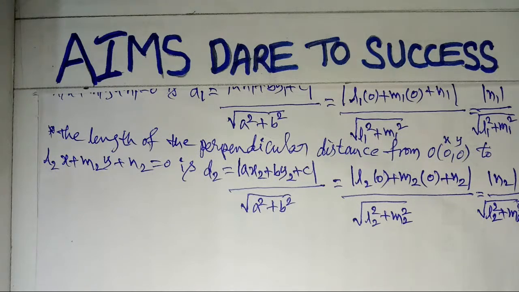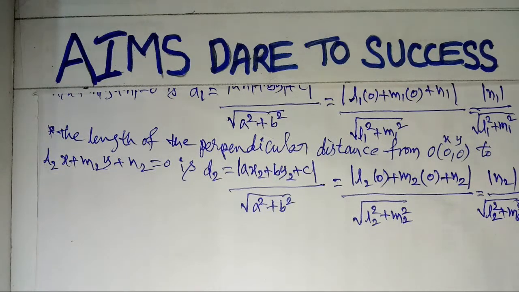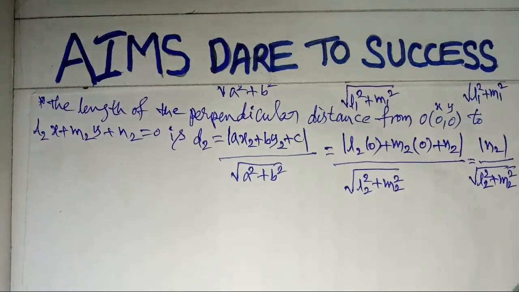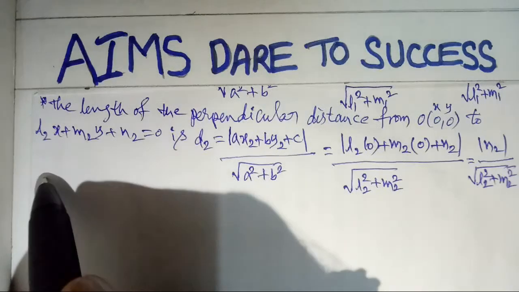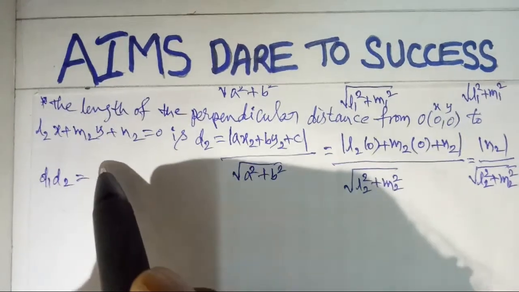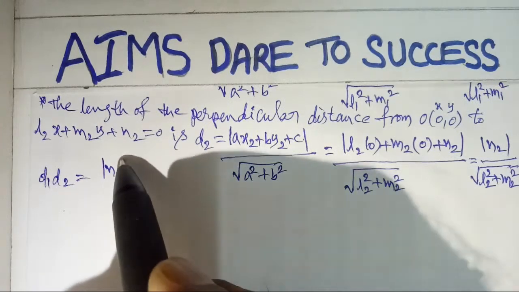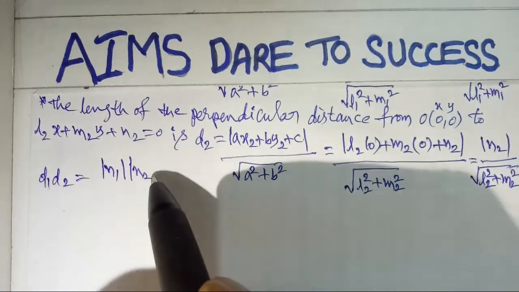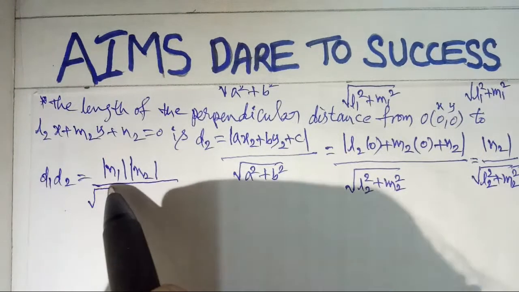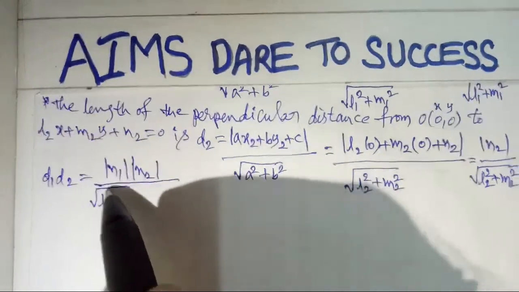First of all, write these values. D1 into D2. D1 into D2. First of all, D1 value mod N1. Numerator to numerator you can multiply. Mod N2 divided by denominator to denominator you can multiply.